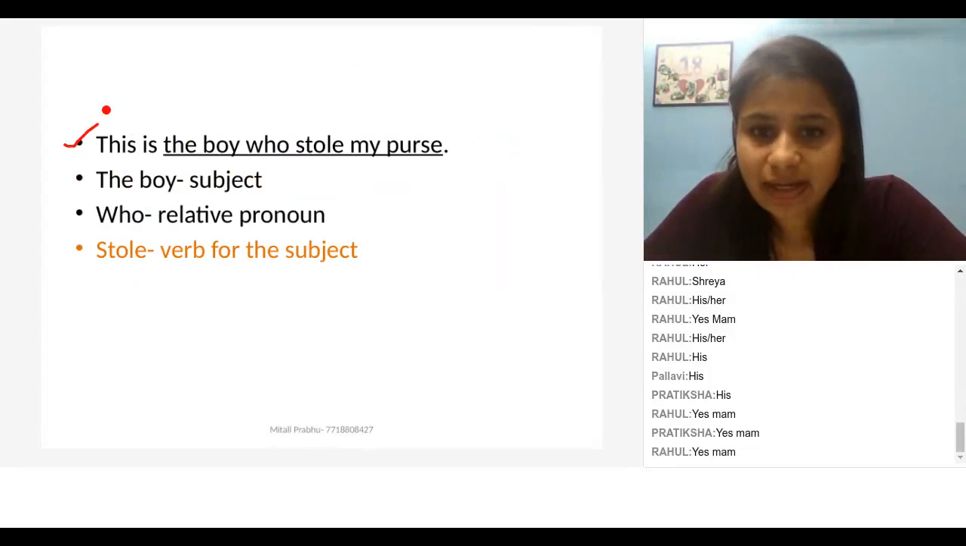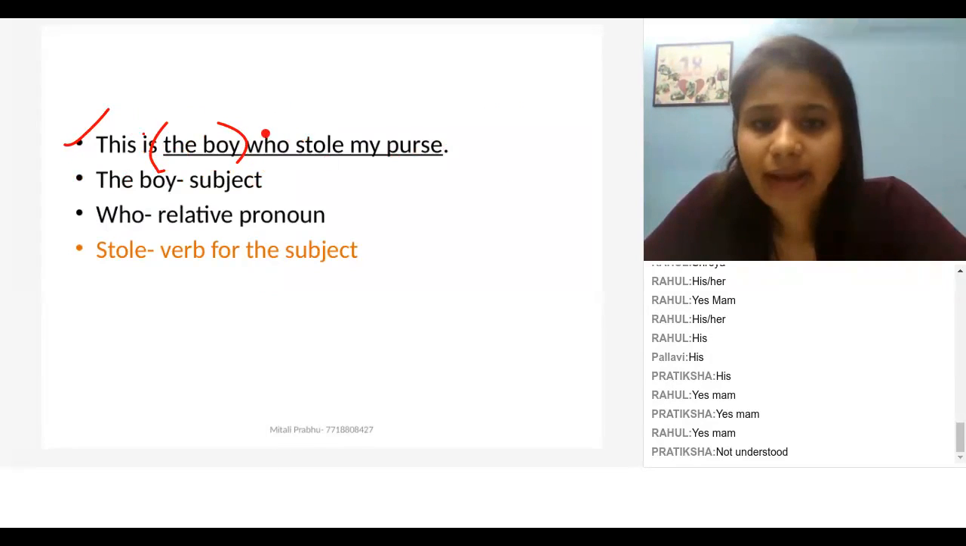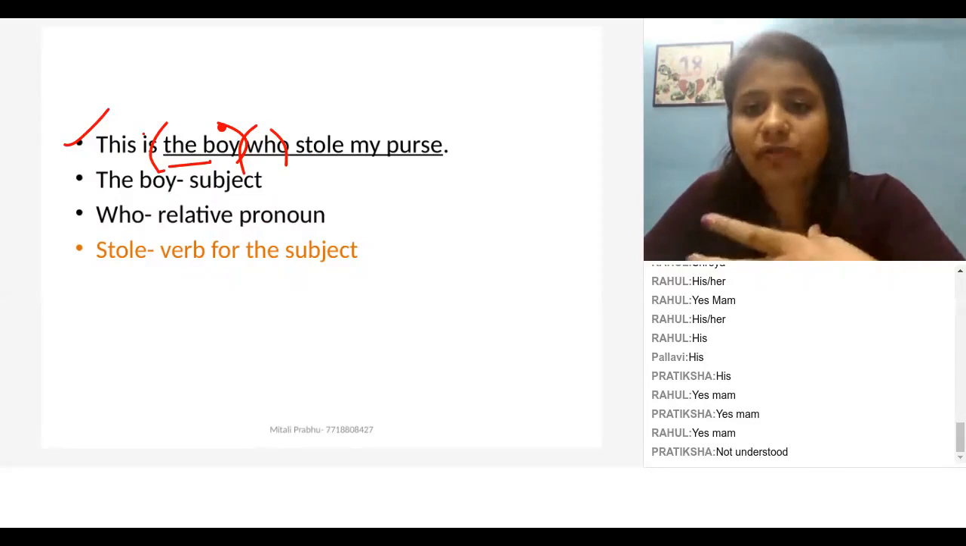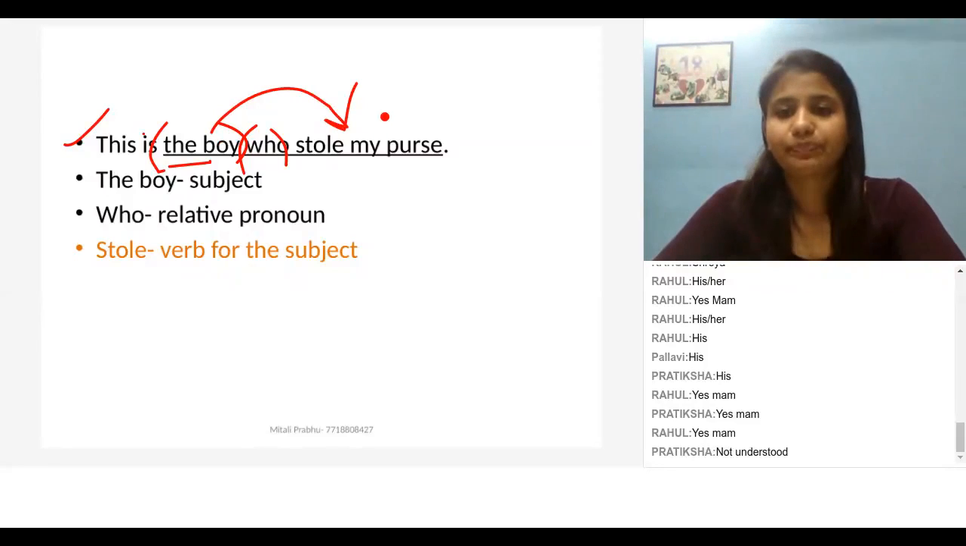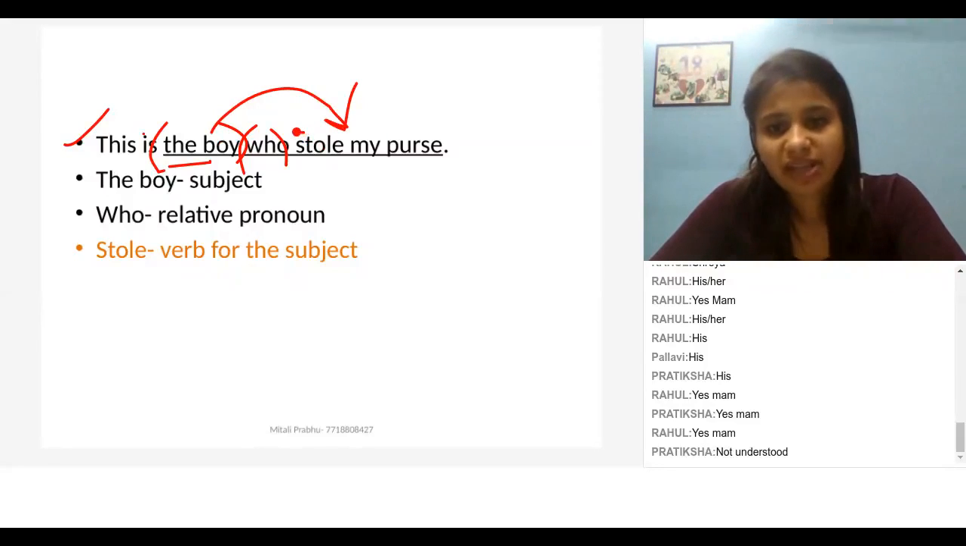Now if we have the sentence, "This is the boy who stole my purse." The boy is the subject of our sentence. Then this is the relative pronoun. And what is the action performed? What is the verb of the boy? The verb of the boy is stole my purse. So is there a verb? Whenever there is a verb for the subject, we will have who.